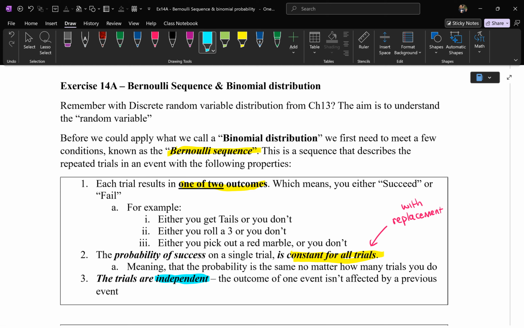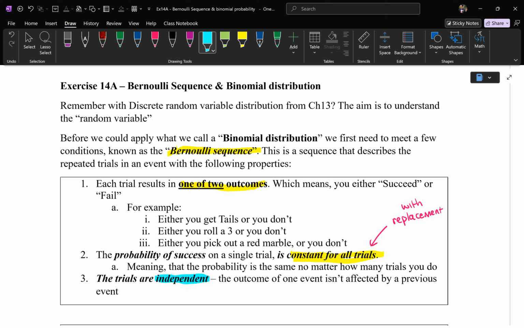The third one is the trials are independent. Now we learned what independent was again. I reminded you in chapter 13, where I revised conditional versus independent. But the trials are independent. That means the outcome of one event does not affect another outcome. So flipping a coin, rolling a dice are great examples of independent events. So it has to be independent. All probabilities have to be constant. And there's only 2 possible outcomes. You either get it or you don't.